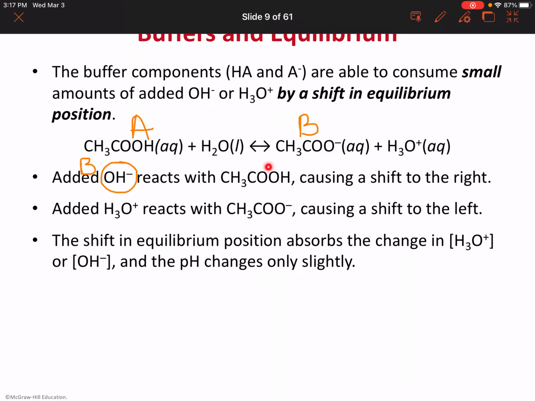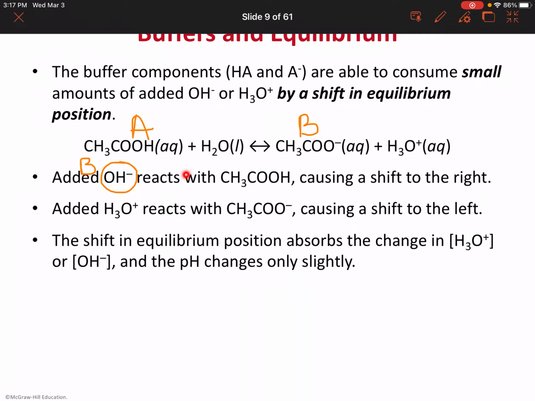Now if you add hydronium ion, which is an acid, which one is it going to react with? Is it going to react with the acetic acid or the acetate conjugate base? It's going to react with the acetate conjugate base. So if it's going to react with this one, we are adding more of the product, so then the equilibrium will shift to the left, right? So the shift in equilibrium position absorbs the change in hydronium or hydroxide, and the pH changes only slightly.